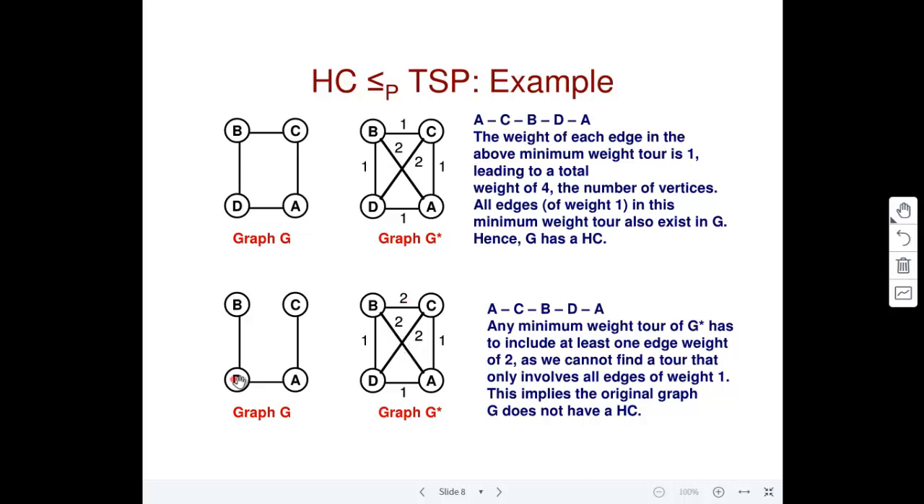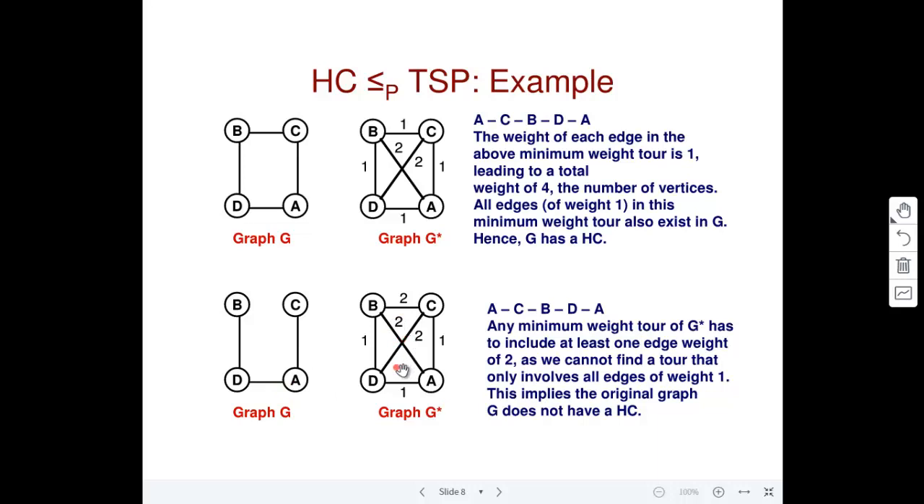Why? Because the original graph that we used to build this complete graph does not have a tour. If it had a tour, we'd be able to come up with a tour such that all edge weights are 1 in the complete graph. So that's the idea. You build the complete graph out of the original graph with edge weights distributed like this.